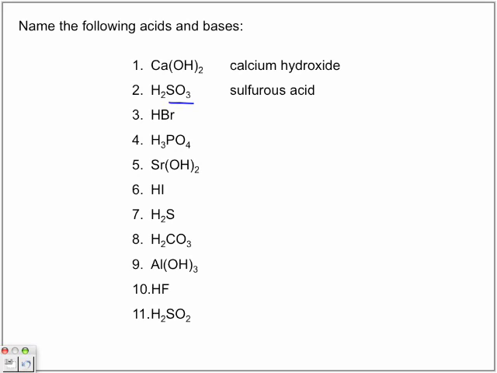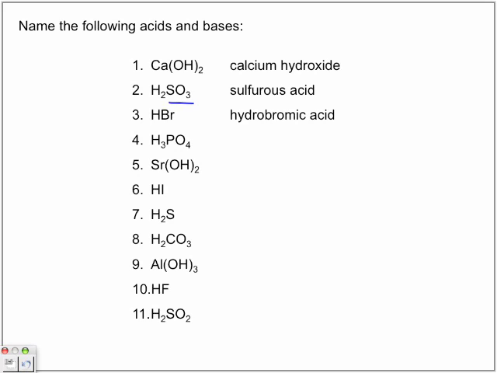Okay? HBr. Okay, this one is one of the binary acids. So, with the binary acids, all binary acids start with hydro. And it's hydrobromic acid. And notice how we have the word acid in the ending. Okay, we don't have one for bases, but for all acids, we say the word acid.